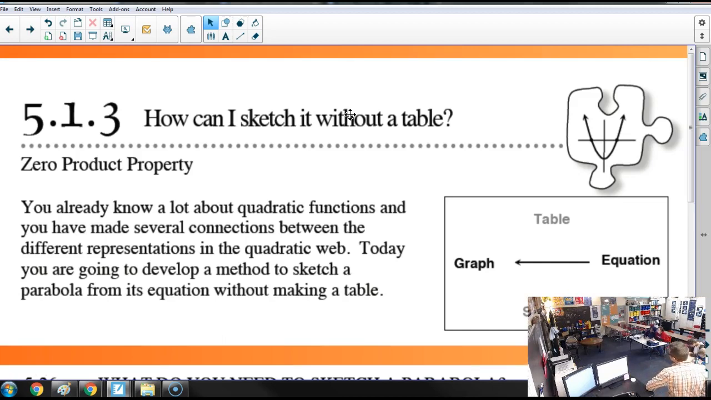Who can explain what we do with the zero product property and how it can take us from an equation to a graph? How can the zero product property take us from an equation to a graph?